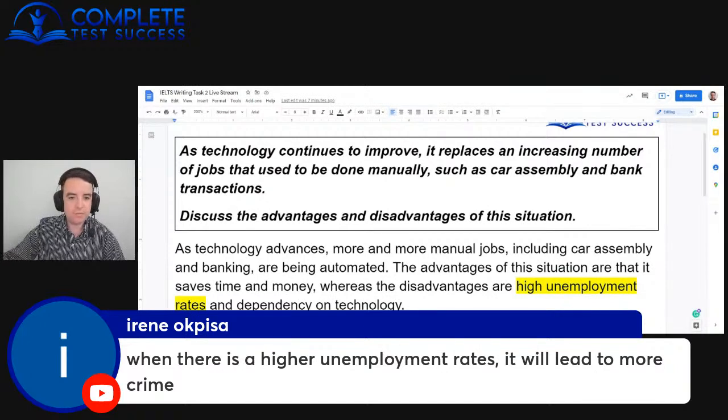This is irrelevant. When there is higher unemployment rates, it will lead to more crime. I don't need to know the consequences of higher unemployment rates. I need to know why there are higher unemployment rates. So we're now using technology in place of a lot of manual jobs. Why does that result in higher unemployment rates? So you need to explain how that happens, not the consequences of that happening. So you're focused on the wrong thing here.